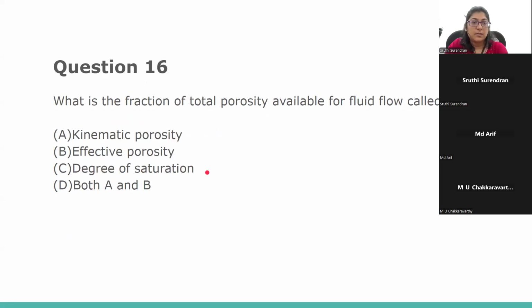Moving on to the 16th question. What is the fraction of total porosity available for fluid flow called as? Is it called the kinematic porosity, effective porosity, degree of saturation, or both A and B?